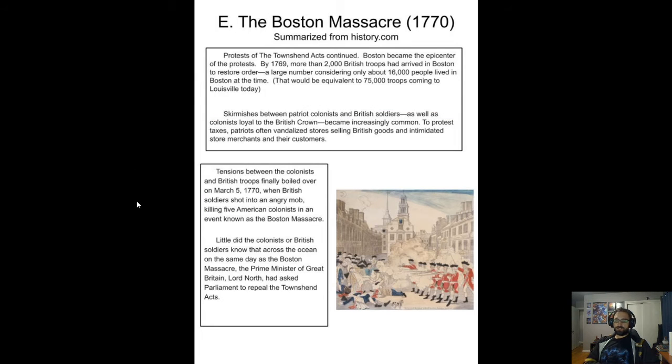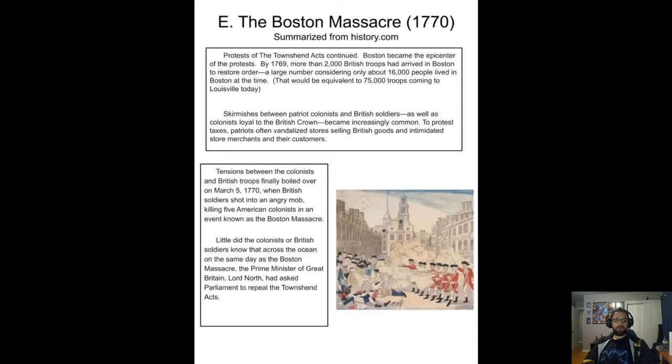All right, source E is on the Boston Massacre, which we will spend some time next week talking about as well. But here we go. It says, protests of the Townshend Acts continued. Boston became the epicenter of the protests. By 1769, more than 2,000 British troops had arrived in Boston to restore order. A large number, considering only about 16,000 people lived in Boston at the time. That would be equivalent to 75,000 troops coming to Louisville today.